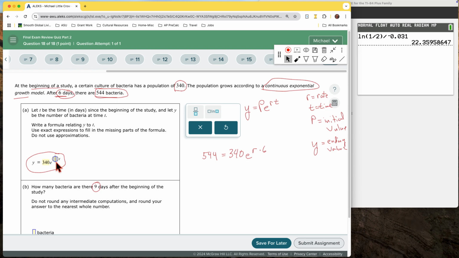Now we just need this as a rate of 0.0 something. Remember, it's an interest rate, so it's a percentage that we're going to be finding. Okay, so how do we go about this? Again, we'll do the log dance to solve it. But before we can do that, we have to isolate the exponential. Divide by 340, 340. So we get e to the 6r times 340 equal to 544.